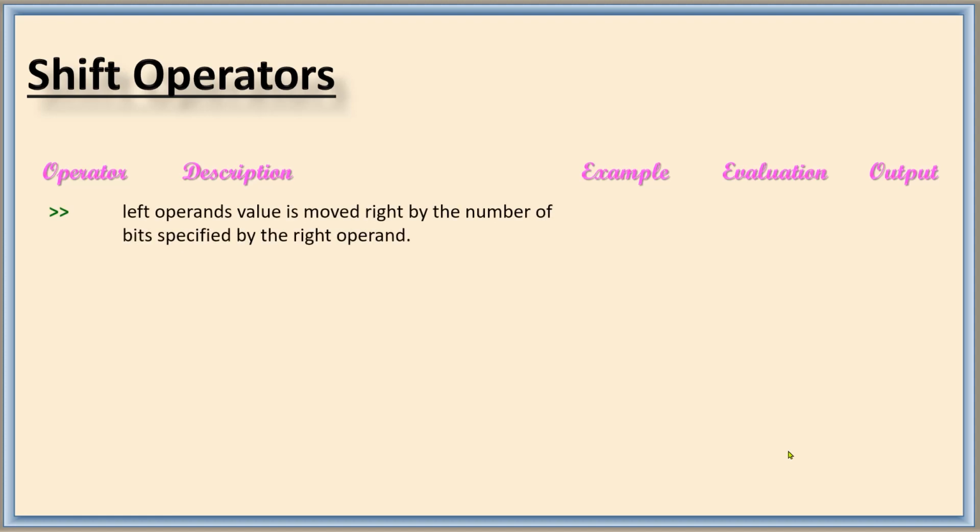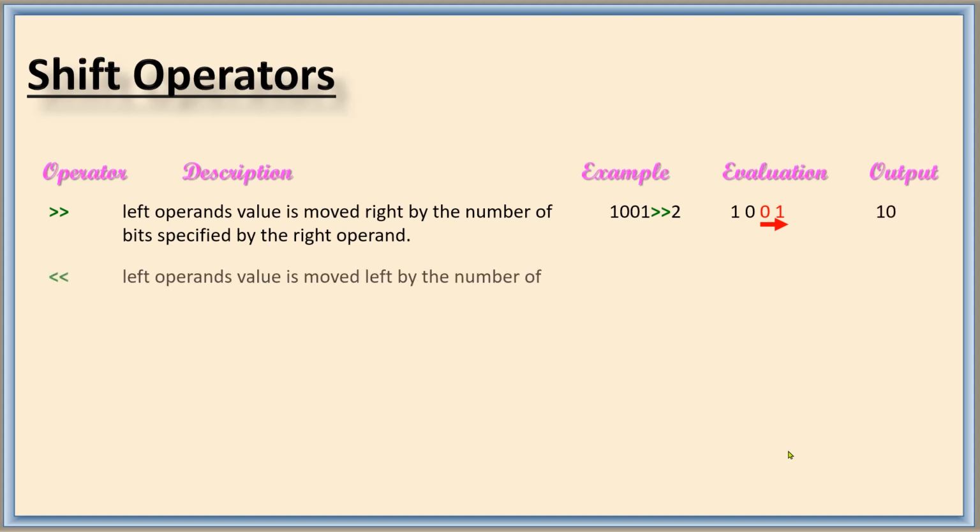Two angle brackets together mean the left operand is moved to the right by the number of bits specified by the right operand. For example, I have the binary number 1001, right shift operator, and then 2. This 2 says how many digits the number moves to the right. So here it will move 2 digits. That means the last 2 digits, 0 and 1, will be moved. There are no further places available there, so they are removed. Then it becomes only 10.